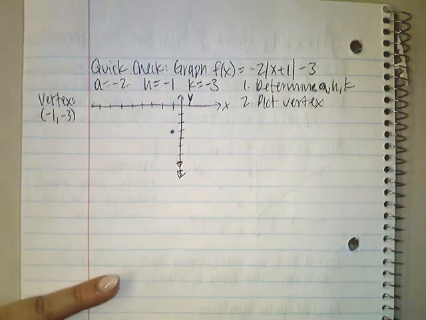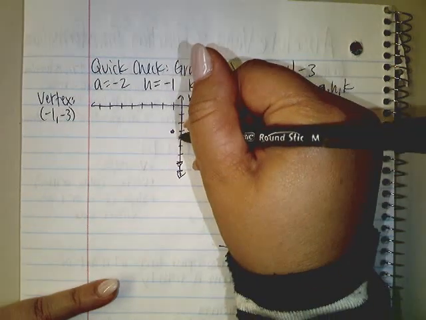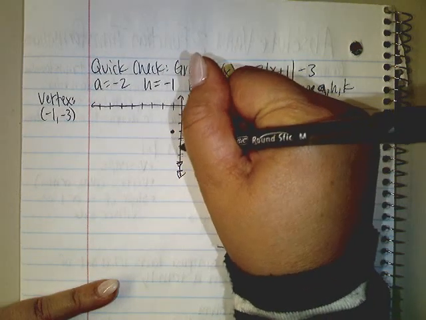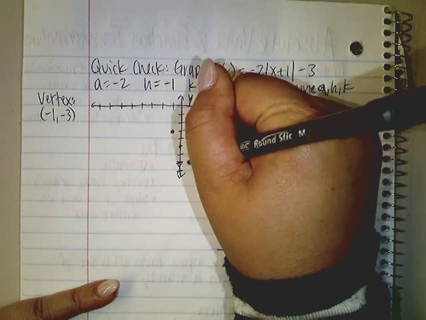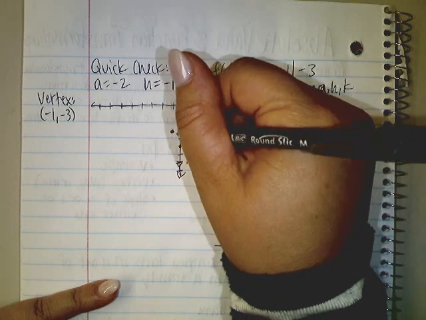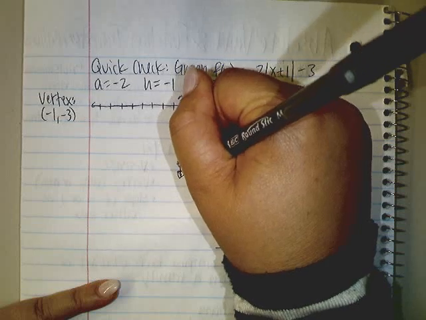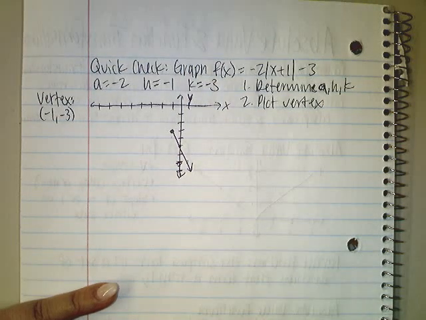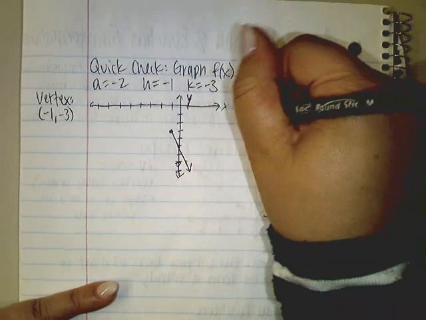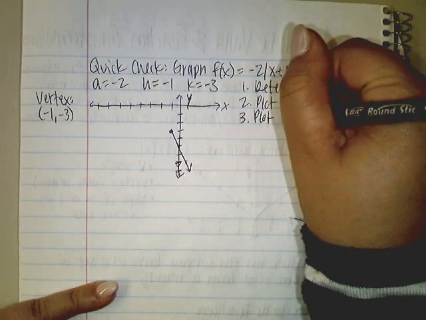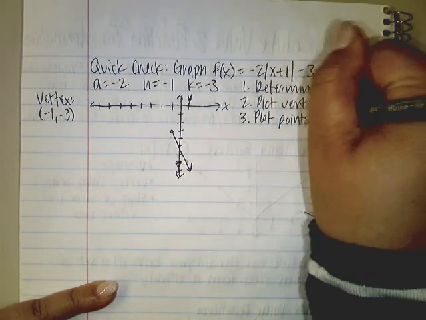And now my slope is -2. So again, this is telling me the right side. So I'm going to go down 2 over 1, down 2 over 1. And I have the right side of my graph. So notice this time it's actually opening down. So step 3, plot points with slope.